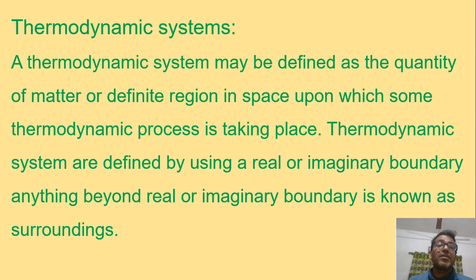So now the thermodynamic systems. What is the thermodynamic system? The thermodynamic system may be defined as the quantity of matter or definite region in space upon which some thermodynamic process is taking place. In thermodynamics, many terminologies are involved, like boundary, system, surroundings. So we will discuss one by one.